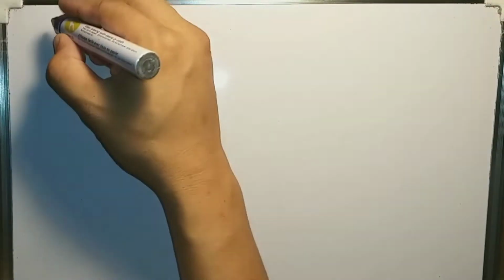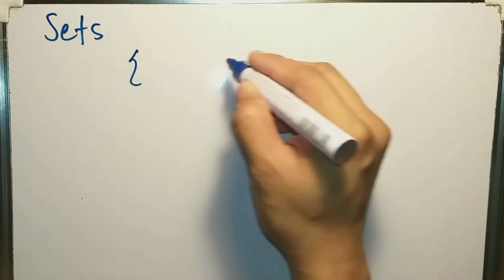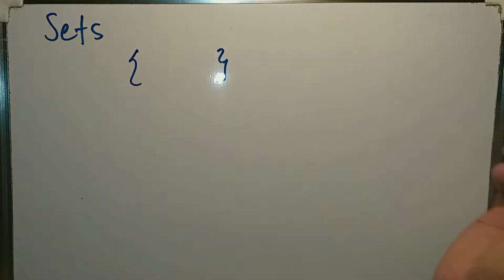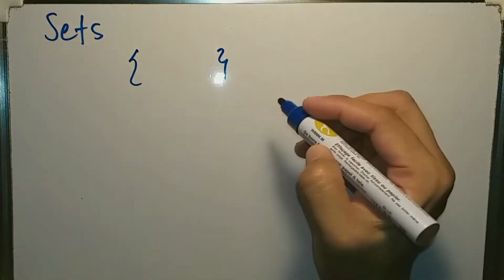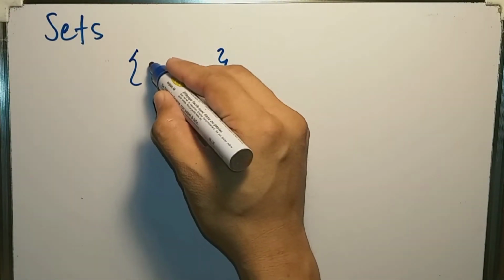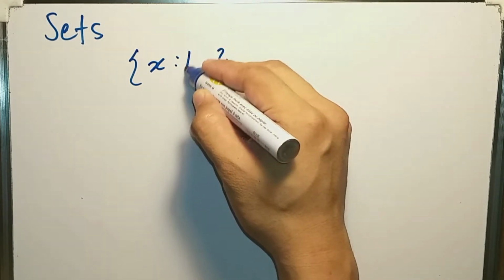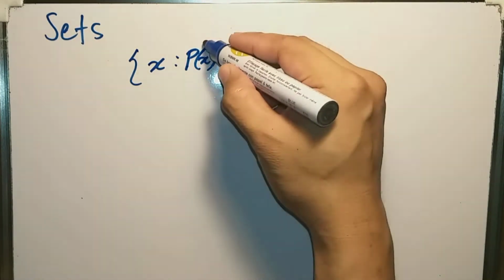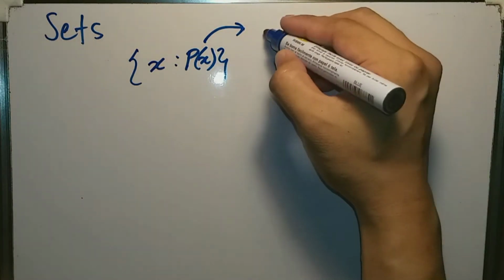So we will discuss sets. Now, we all know that a set is a collection of objects, where the objects are what we call the elements of a given set. Now, to describe a given set, we can use open and close brace, and then we have x such that any given statement P about x is true.